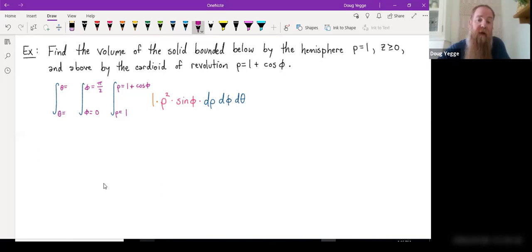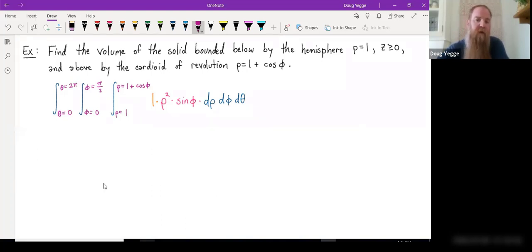And now I have to realize, how does theta change? Well, unless otherwise stipulated, since this is a full hemisphere, theta will extend from 0 all the way through a full rotation, which would take me to 2 pi.